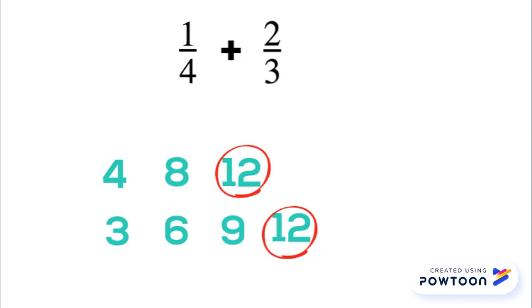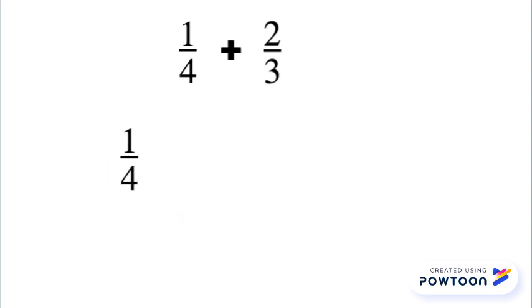So that means we're going to turn each of our fractions into an equivalent fraction with denominators of 12. When we counted by 4s, 12 was the third multiple of 4. So we know that 4 times 3 is 12, and we have to multiply the numerator by the same thing. So we do 1 times 3, and we get 3/12.